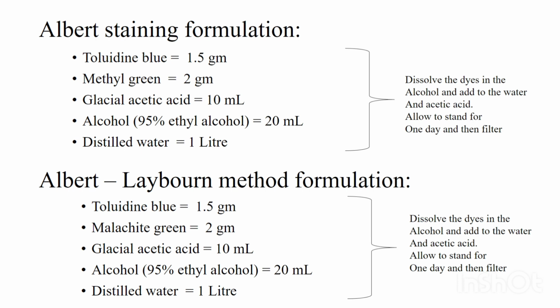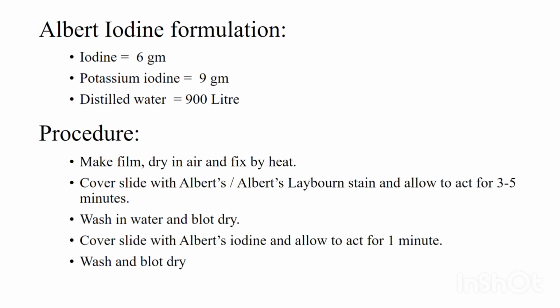So here we have some formulations which can be used for Albert staining, and there is a small difference with the Albert-Leybourn method, where instead of methyl green for Albert staining, we will be using malachite green in the Albert-Leybourn method. So it's easy to prepare. Next is the Albert iodine formulation, that is the counterstain that can be used in Albert staining.